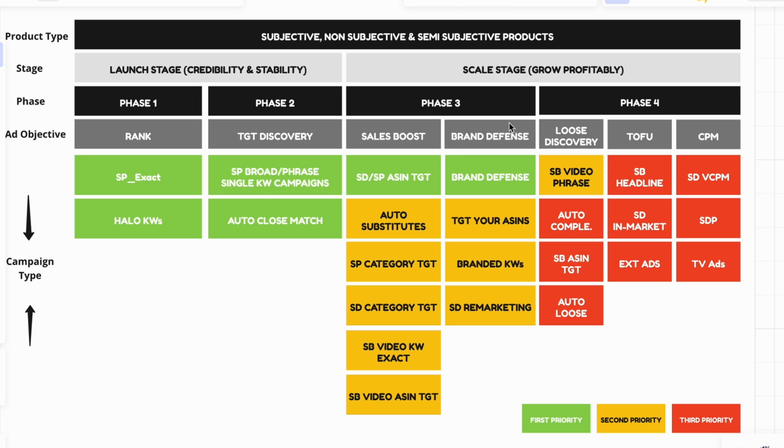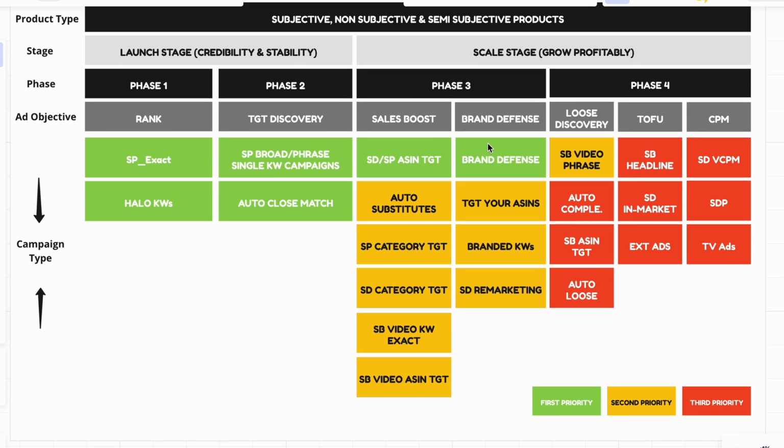Now most of the pointers that are mentioned here may not help you achieve keyword ranking, but they can help you get incremental sales and also improvement in your BSR, right? Within phase 3, I once again categorize them into two segments. One is to boost, to get more sales, and the other one is to defend yourself. So these are your defense ads.